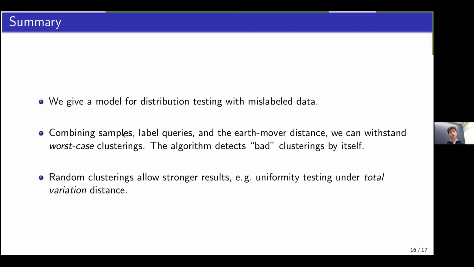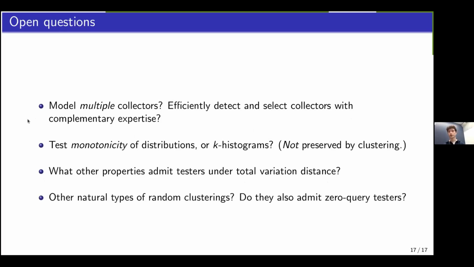So in summary, we give a model for distribution testing with mislabeled data. By combining samples, label queries, and the Earth mover distance, we can withstand even worst case clusterings. The key step here is that the algorithm detects the unsuitable clusterings by itself. And finally, if we have random clusterings instead of worst case, then stronger results are possible, for example, uniformity testing under TV distance. Let me briefly mention some directions for future work or open questions.